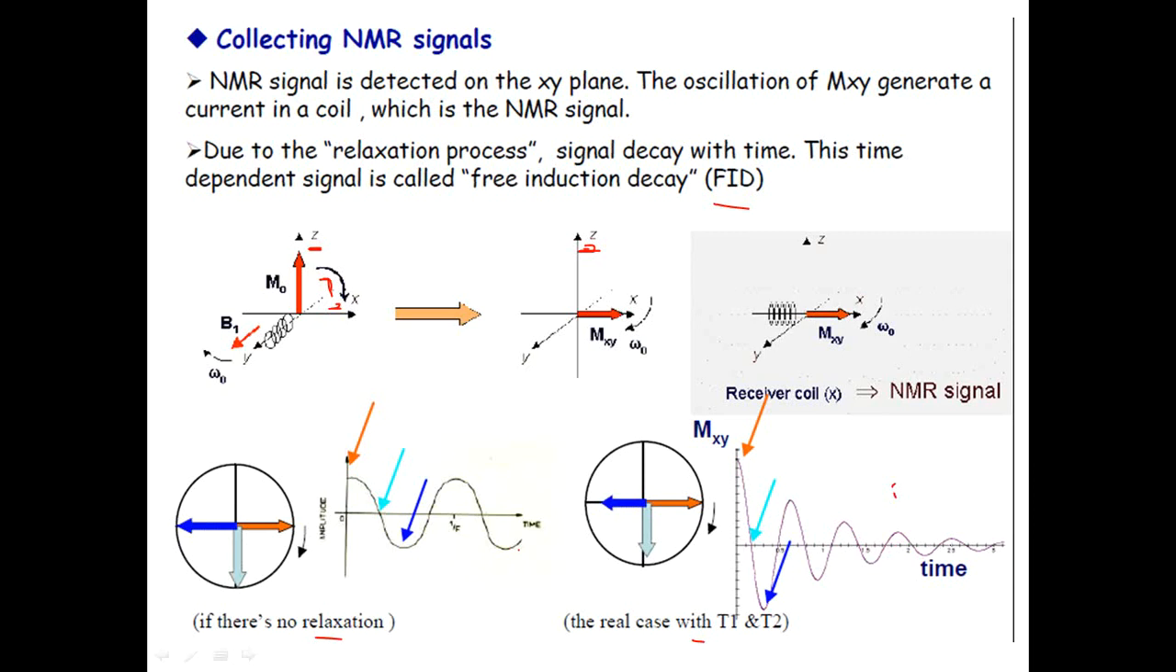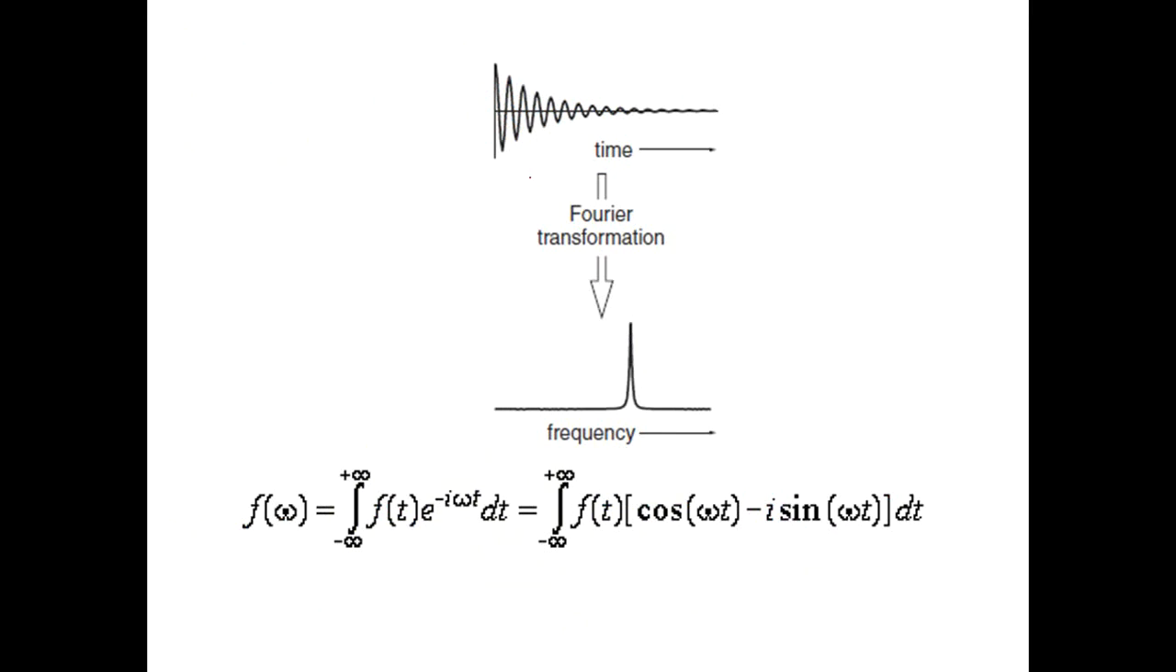So that is detected, and this FID that is obtained is converted into an NMR signal. The FID, that is free induction decay, which is on a time dependent scale, is converted into a frequency dependent one using a mathematical transformation called Fourier transformation, and then you get an NMR plot, which is a frequency based plot.